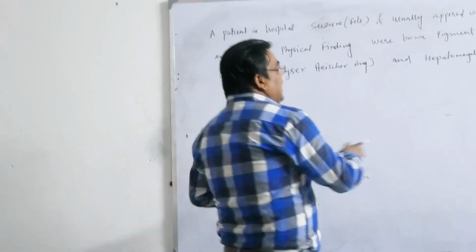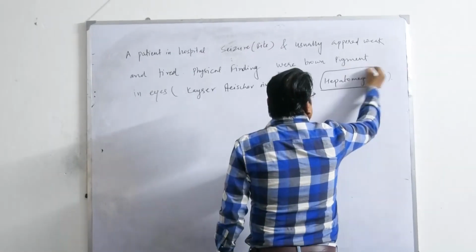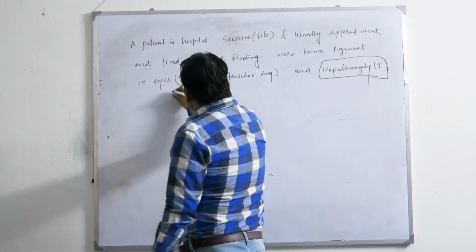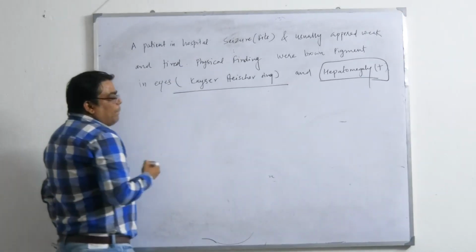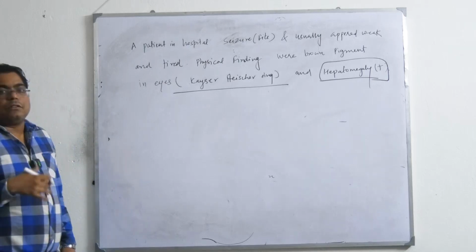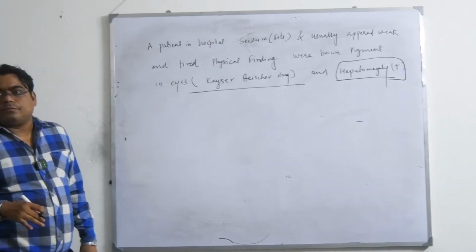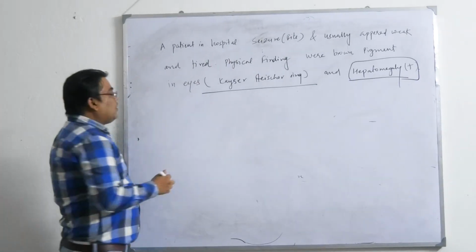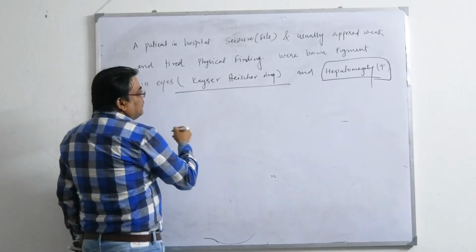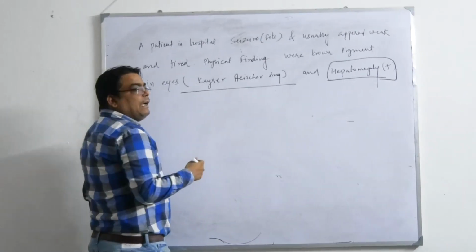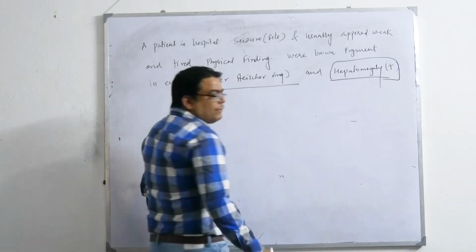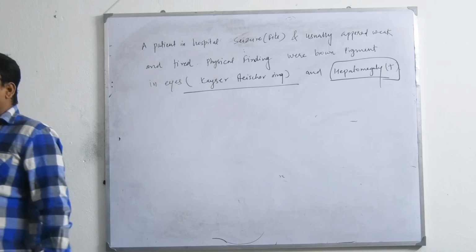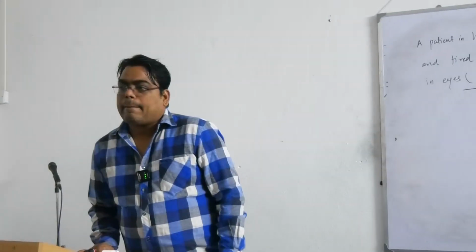The first thing is that hepatomegaly is a prominent symptom. Okay. Kaiser-Fleischer ring. Why is there hepatomegaly? Because copper is not absorbed properly, and it is deposited in the hepatocytes. That's why it increases the size of the liver, and that symptom is called hepatomegaly.